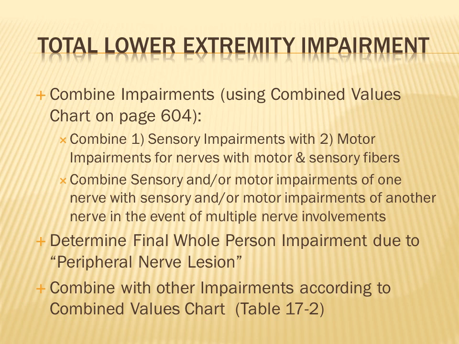Then, in the event of other impairments, and we discussed some of the other impairments that can appropriately be combined with peripheral nerve lesions, including vascular injury, including loss of range of motion, and others from Table 17.2, we combine those other impairments with impairments due to peripheral nerve lesions, again using the combined values chart and with specific reference to Table 17.2, the appropriate combinations chart for combining lower extremity impairments.